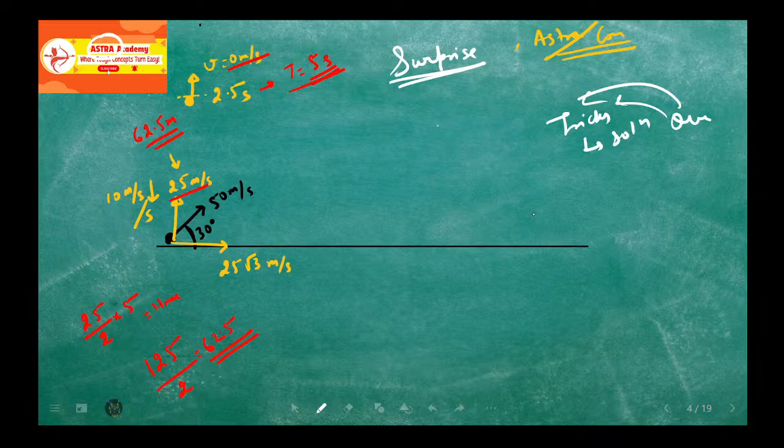Okay. Now let's proceed to the question. So simply we can see 25 root 3 is the speed and the total time is 5. So 25 root 3 into 5, you will get 125 root 3 as the range.